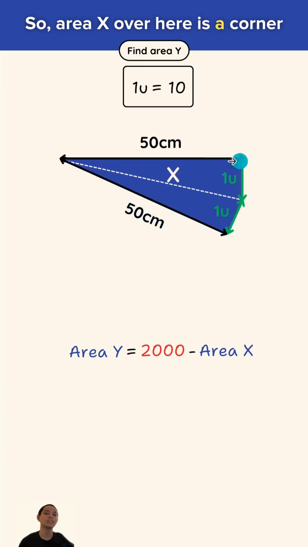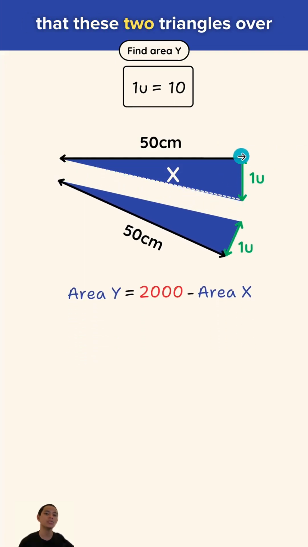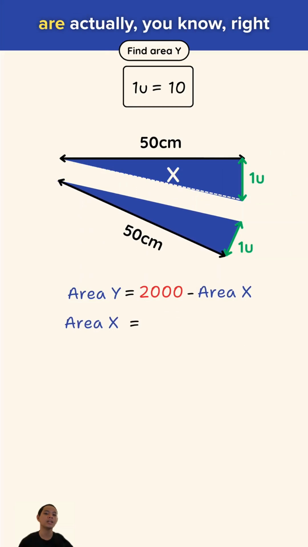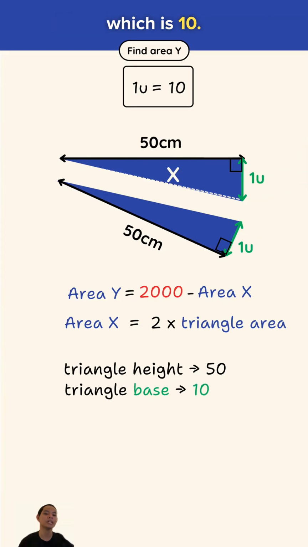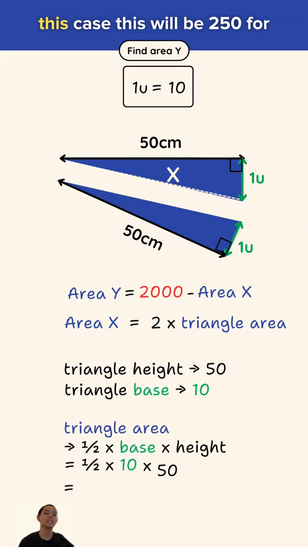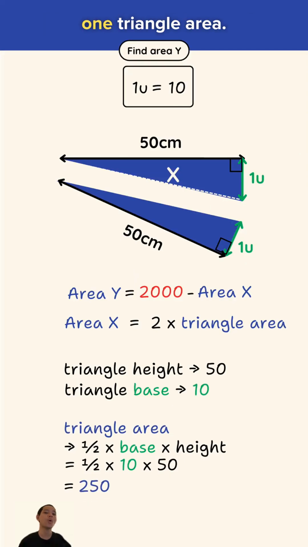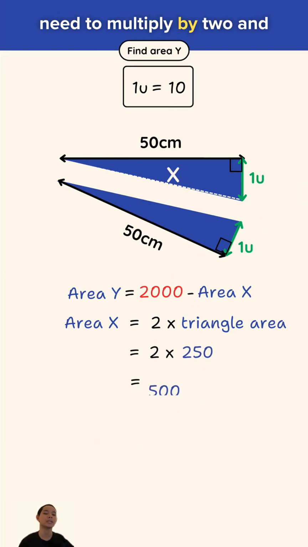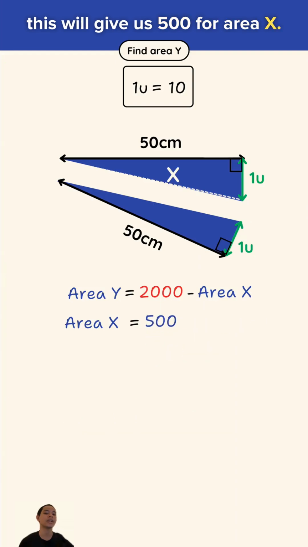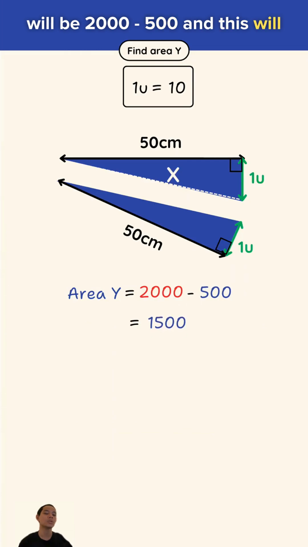The next thing is we want to get area X. Area X over here is a corner of the rectangle, which means that these two triangles over here, if we split it up, are actually right-angled triangles. So from here, we can get the area. The triangle's height is 50 and the base is 1 unit, which is 10. In this case, this will be 250 for one triangle's area. For area X, we have two triangles, so we multiply by 2, and this gives us 500 for area X. And the equation for area Y will be 2000 minus 500, and this gives us 1500 for this question.